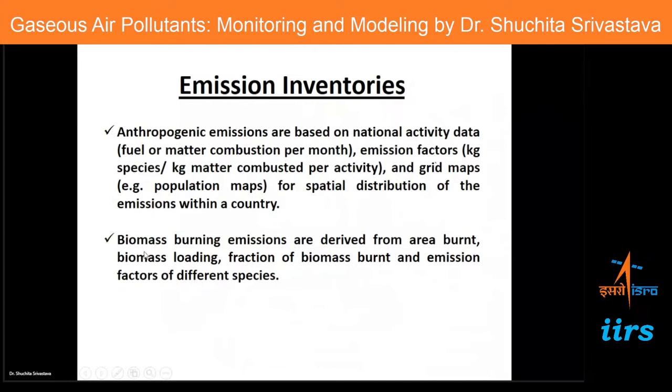Now, the second one is the biomass burning emission. Biomass burning emissions are derived from area burned. Suppose somewhere a forest fire is happening, right? So using satellite data, we can identify the burnt area. And then using satellite data, the total biomass loading over that pixel and the fraction of biomass burned are calculated, and then emission factors are used to calculate the emission of different parameters from that biomass burning.